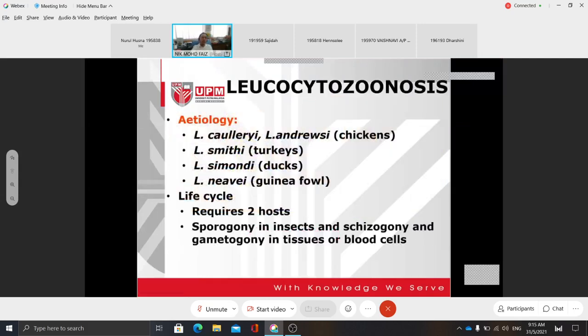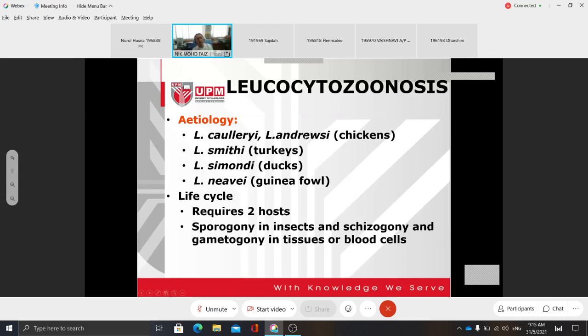Okay, next one is leucocytozoonosis. This one is quite common in Malaysia. I've seen it quite a number of times, quite a lot of times actually. One of the reasons is because of our tropical country. This is caused by Leucocytozoon caulleryi, Leucocytozoon smithi in turkeys, Leucocytozoon simondi in ducks, and Leucocytozoon neavei in guinea fowl. The one causing disease in chickens is usually caulleryi and then andrewsi.